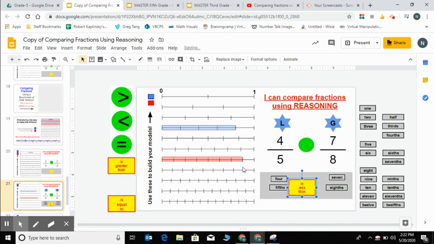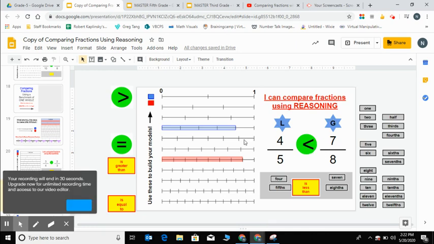7/8. And finally, I can drag over my inequality sign that matches. Remember, the opening of your inequality sign will be facing that greater fraction. So this would be 4/5 is less than 7/8.